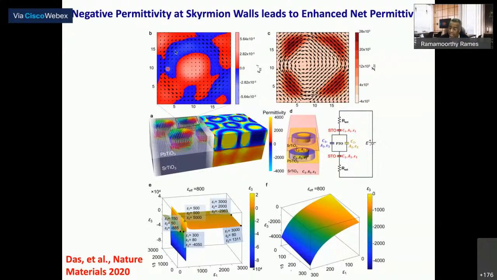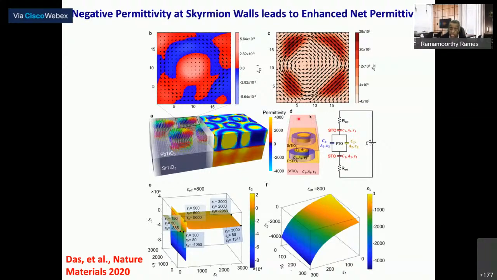That permittivity is actually negative. Very much like what you expect for the vortex case as well, which was the core of the vortex. Now this is the periphery of the skyrmion that's got negative permittivity. And this is phase field calculation showing you that blue region is where you have negative permittivity.